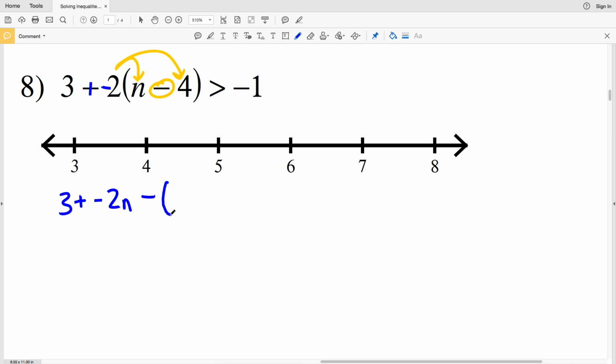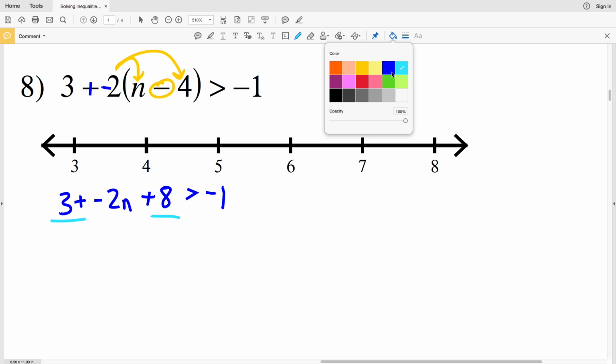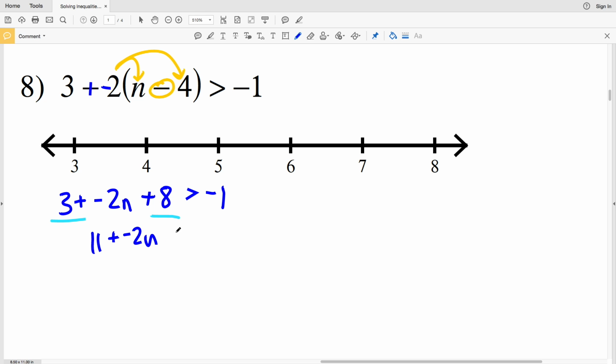a negative 8. However, we know that subtracting a negative is the same as adding a positive, so I'm going to say plus a positive 8 as opposed to subtracting a negative 8. And that is going to be greater than negative 1. My next step, I'm going to combine my 3 and my 8. That will be 11 plus negative 2n is greater than negative 1.